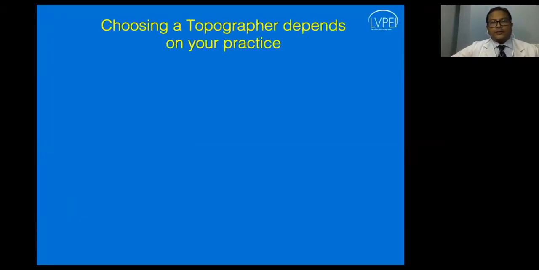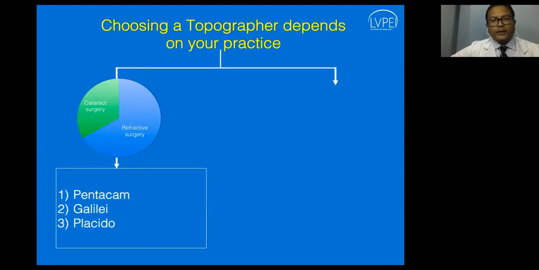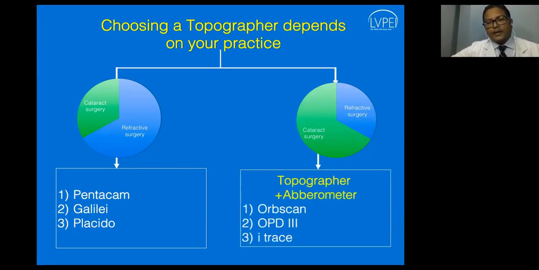So choosing a topographer depends upon the kind of practice that you have. If you predominantly have a refractive practice and do some amount of cataract, then probably you can be aided in this by a Pentacam, Galilei or any of the Placido-based systems. If you are predominantly a cataract surgeon and also do some amount of refractive surgery, then you would prefer to have a topographer with an aberrometer also. So in this, you may choose an OPD-Scan or an iTrace.